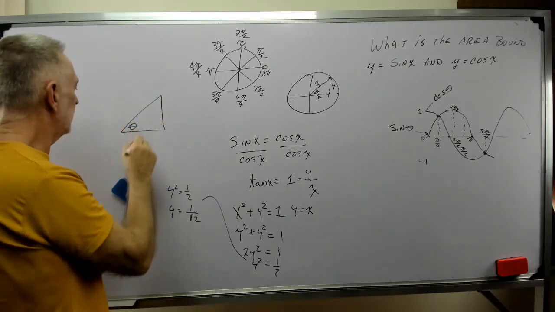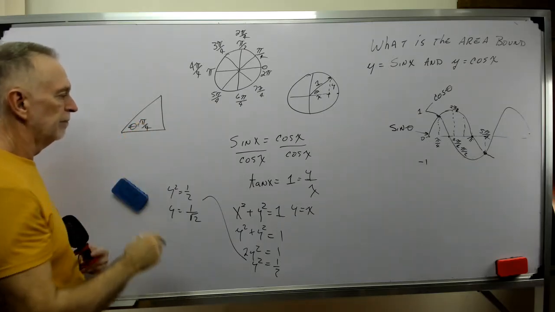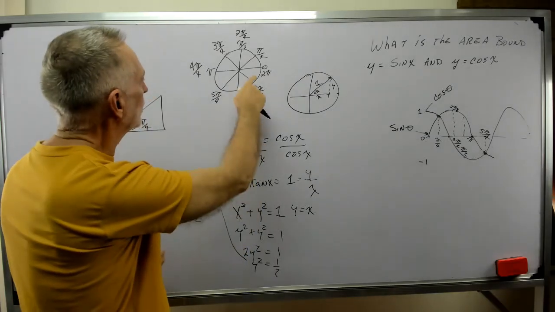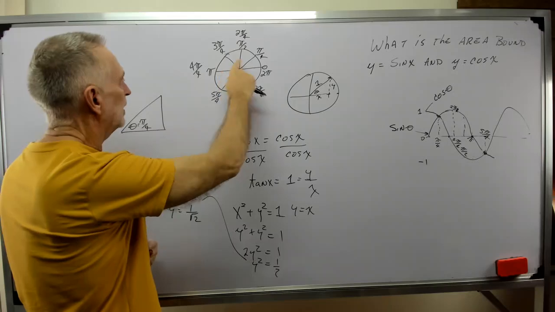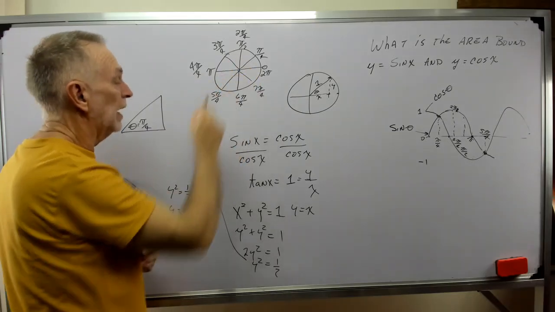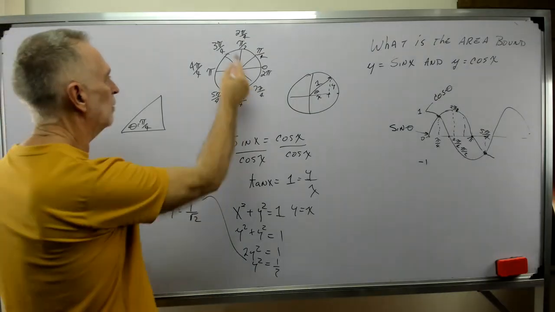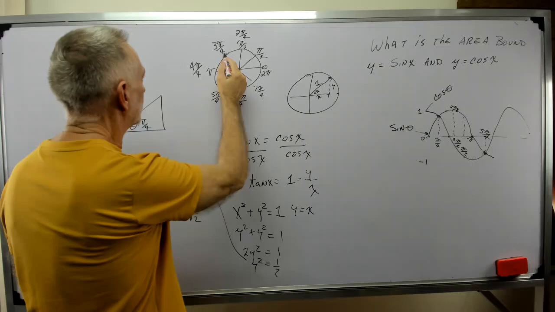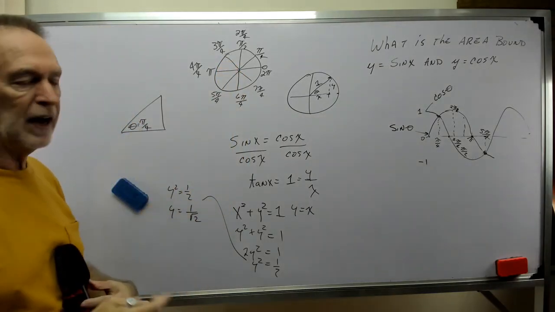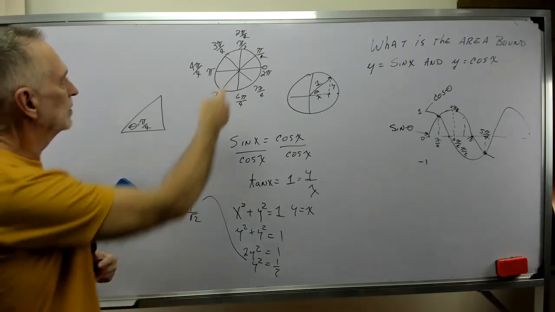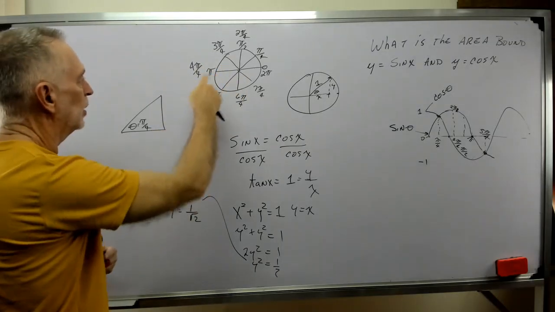If I have theta, and theta is pi over 4. What is that? Well, if this is 180 and I divide 180 by 4, pi over 4 is 45 degrees. Commit that to memory. Pi over 2 is 90 degrees. 3 pi over 4 is 135 degrees, which is just 3 times 45, basically. 1, 2, 3. And 4 times 45 would give me 180 degrees.